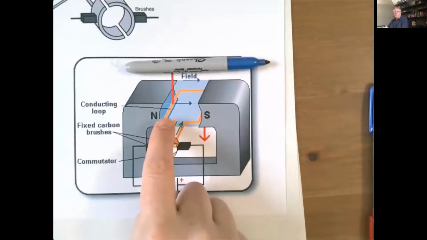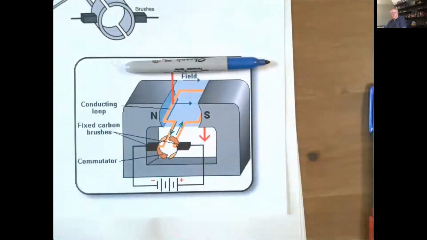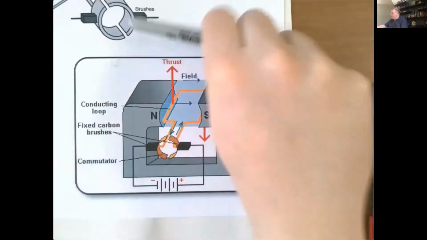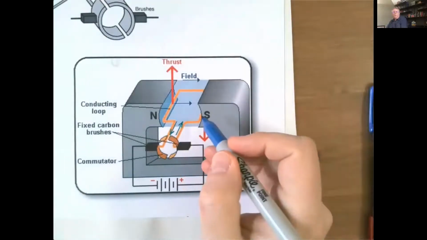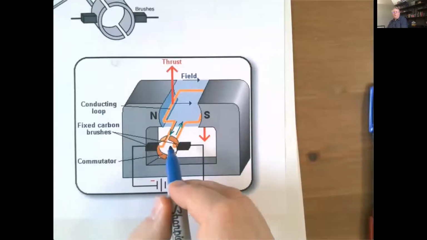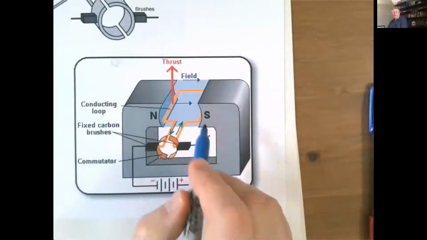So for instance, if we look at this wire over here, the current is running towards us, and the field is pushing to the right, so there'll be a net force up on this wire, and there'll be a net force down on this wire. So if you put this whole thing on a pivot, it will want to rotate. And so this wire will want to move up, and this wire will want to move down.